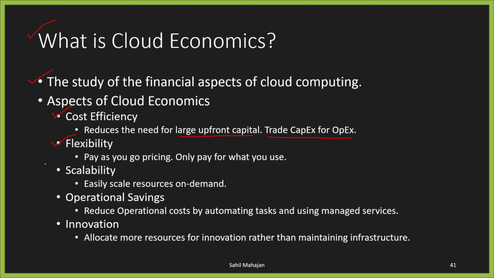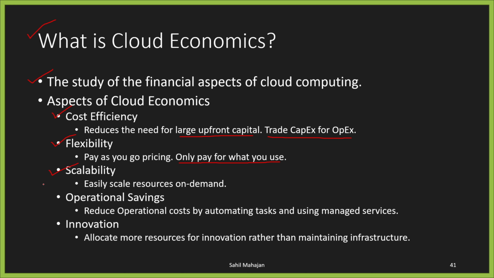Second aspect of cloud economics is flexibility. We do know that the cloud offers you a pay-as-you-go pricing model, that is, you only pay for what you use in the cloud, which is very flexible per se. Even though AWS is handling and having a huge data center with all the hardware, you are not liable to pay for that hardware. You only pay for what you use from that hardware. So that is the flexibility, which is another aspect of cloud economics.